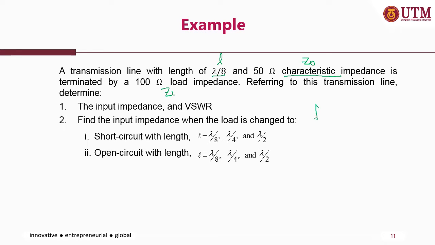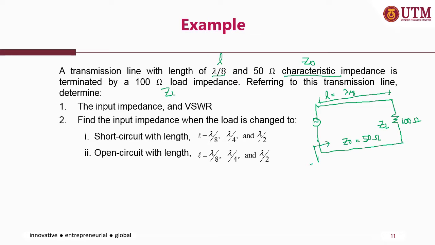So you have a transmission line and the generator. I recommend you draw or sketch the basic transmission line and include all the parameters or values that you have. So you have your ZL equal to 100 ohm, the transmission line L equal to lambda over 8, and your Z0 equal to 50. As usual you have your Zin, and also the source or generator.